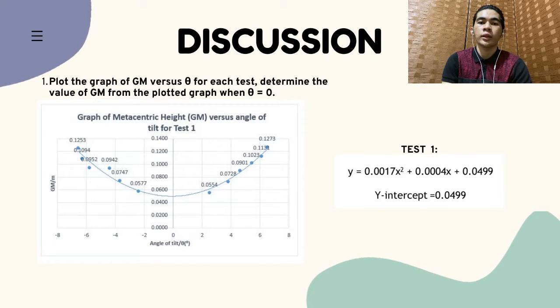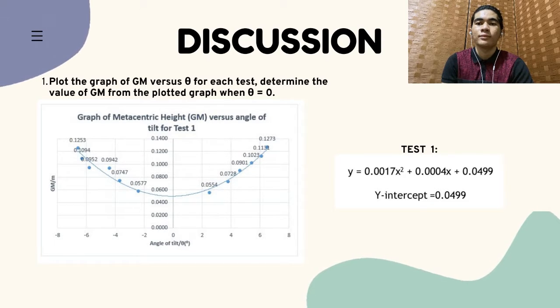Next, for the discussion part, question number 1, which is plot the graph of metacentric height GM versus theta for each test. Determine the value of GM from the plotted graph when theta equals 0. As you can see on the slide, for test 1, we plotted metacentric height GM versus theta in degree.